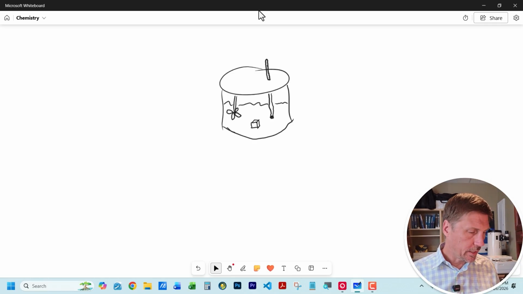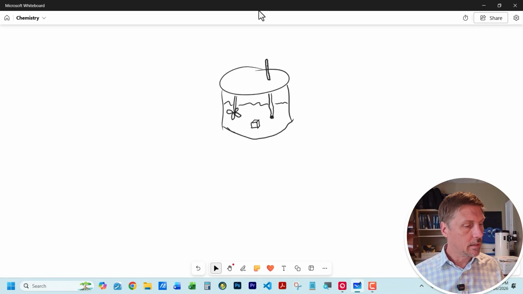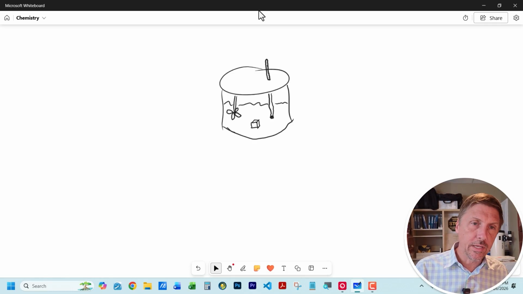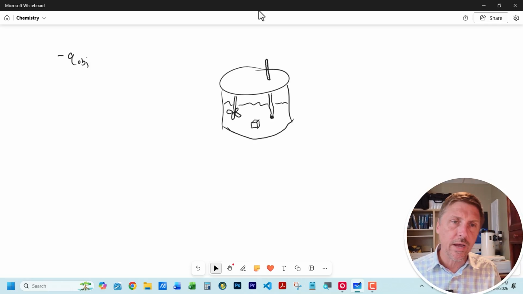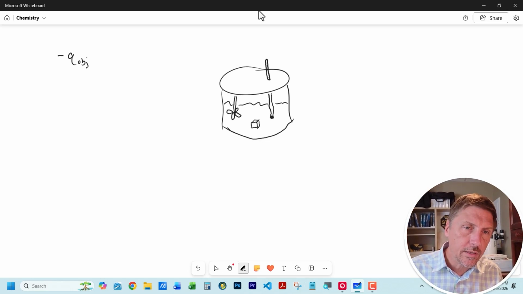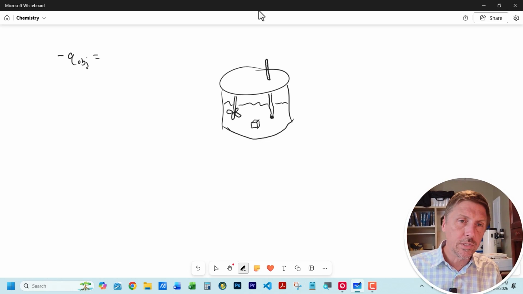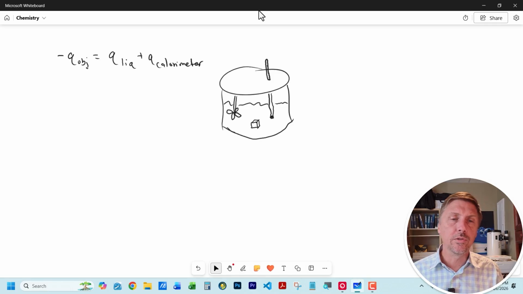With calorimetry experiments, we need a new formula, and that new formula is this: the negative Q of the object. In other words, if we figure out the heat for the object, the negative heat for the object is equal to the Q of the liquid plus the Q of the calorimeter. All right? So that's the formula we're going to use.